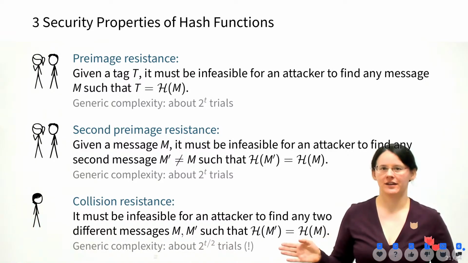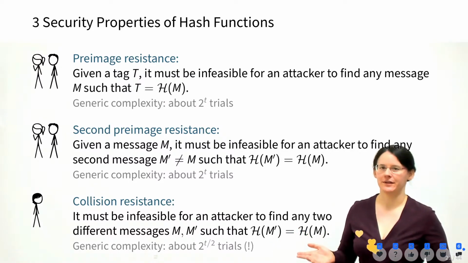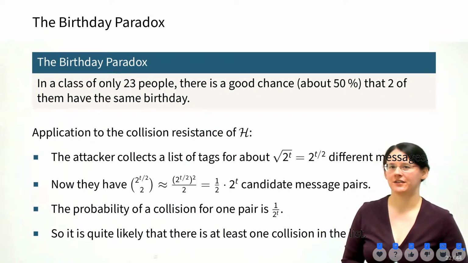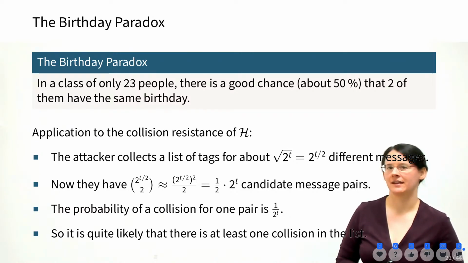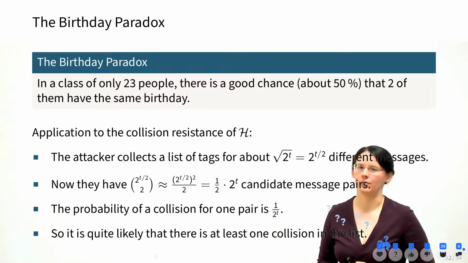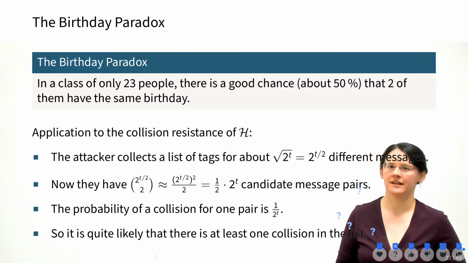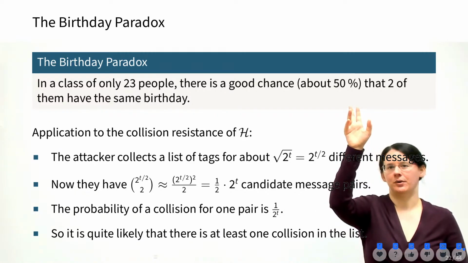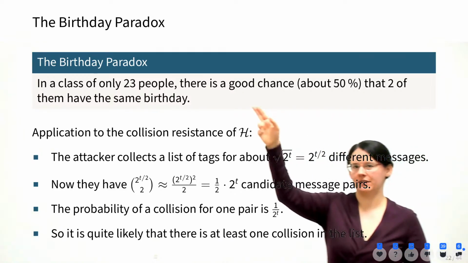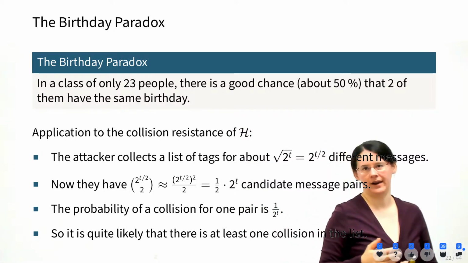But for now, let's have a look at where this 2 to the power of t divided by 2 comes from. And the reason for this is the so-called birthday paradox. So the birthday paradox takes its name from the following observation. Assume you're in a classroom of only 23 people, so a typical class in school. Then there's actually a really good probability, about 50%, that 2 of these people have the same birthday. Even though there are 366 possible birthdays, even in such a small group, likely 2 of them are going to have the same birthday. So their birthdays are going to collide.